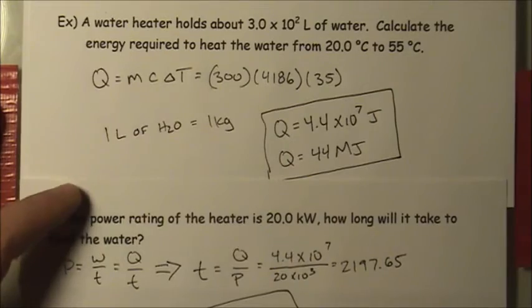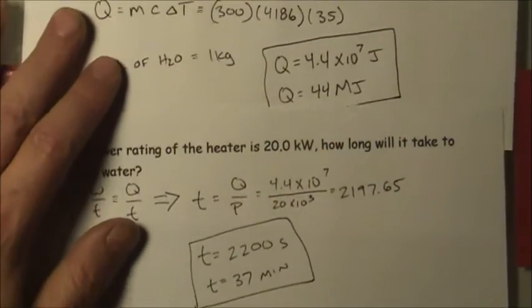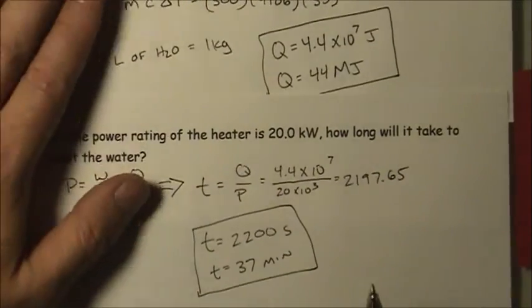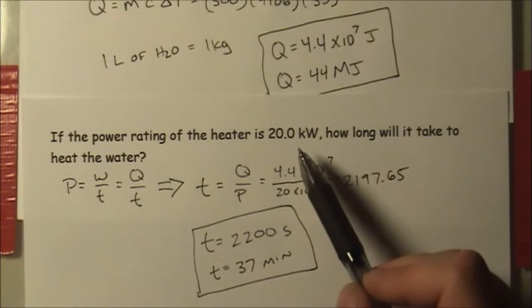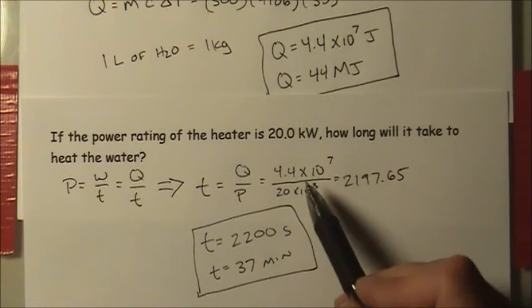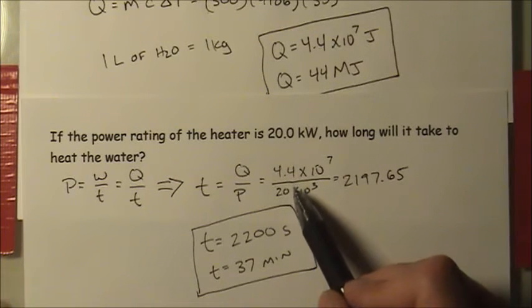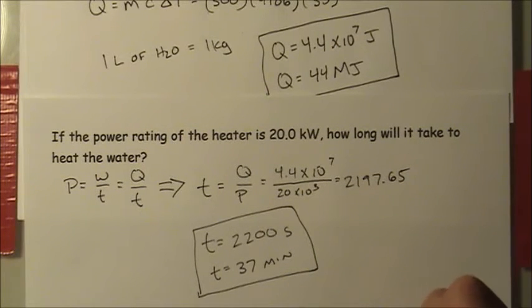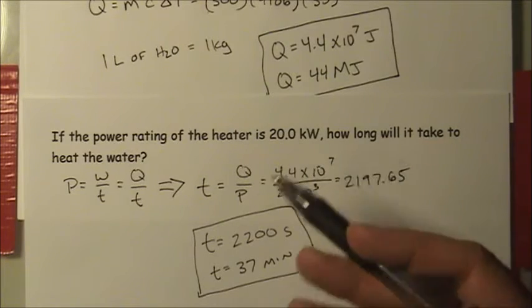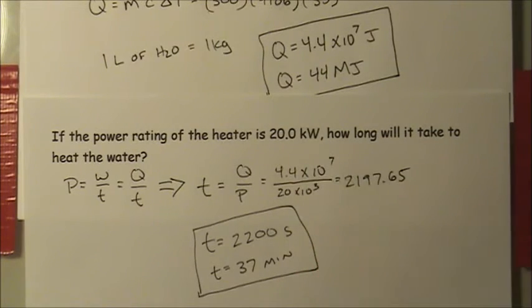So a water heater with a power rating of 20 kilowatts will be able to pump in 44 megajoules worth of thermal energy into the water in 37 minutes. This is a very simple problem, basically a level 1 problem. So we really want to extend this to a little more challenging problems.